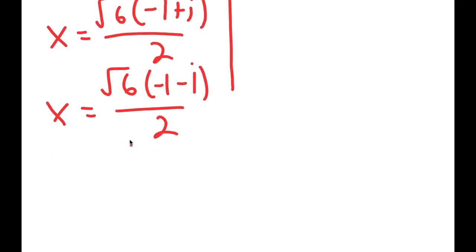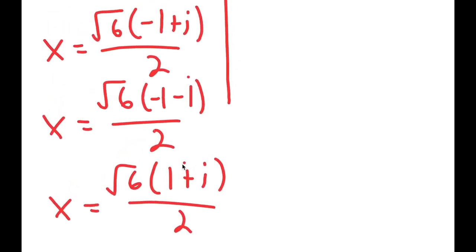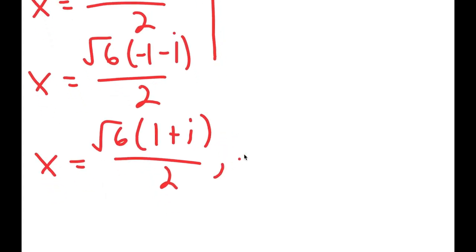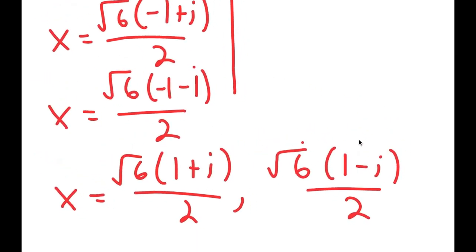And also, along with this, you should get x is equal to the square root of 6 times (i plus 1) over 2, and x is equal to the square root of 6 times (1 minus i) over 2. So these are your four solutions.